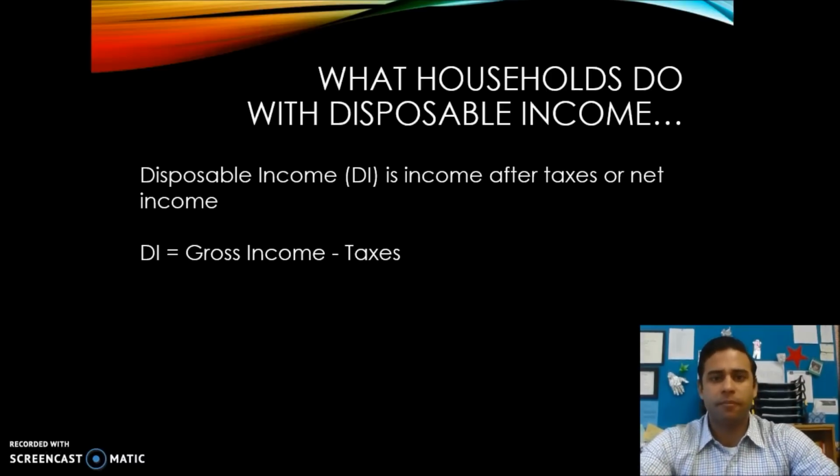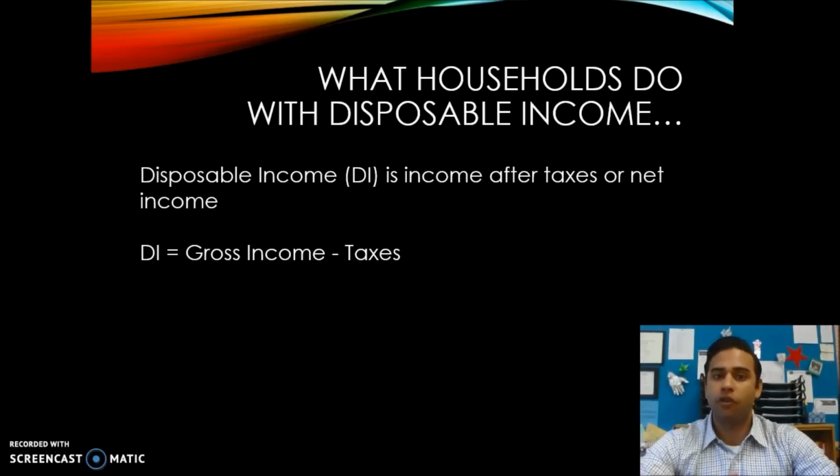Here's the problem with that. That's not what disposable income is. Disposable income is simply your after-tax income. So you get paid a certain amount, the government taxes a certain amount of that, and then you're left with money. The money you actually can spend, your after-tax income.